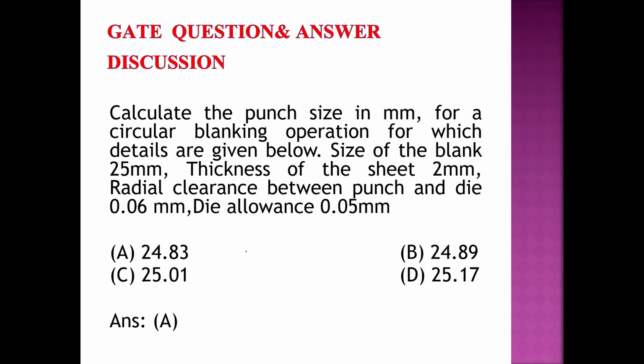Next question is a problem. Calculate the punch size in mm for a circular blank operation for which details are given below. Size of blank 25 mm, thickness of sheet 2 mm, radial clearance between punch and die 0.06 mm, die allowance 0.05 mm. Now we will work out the problem.